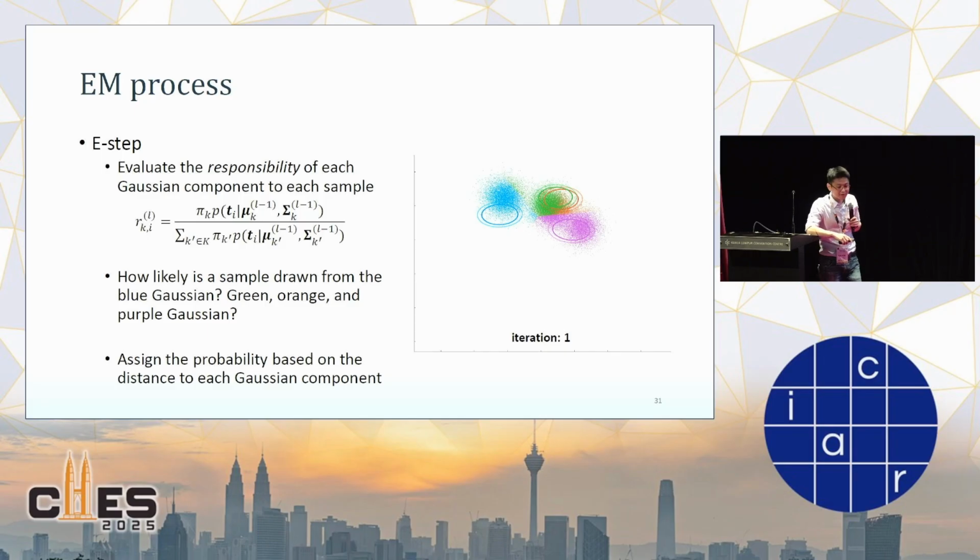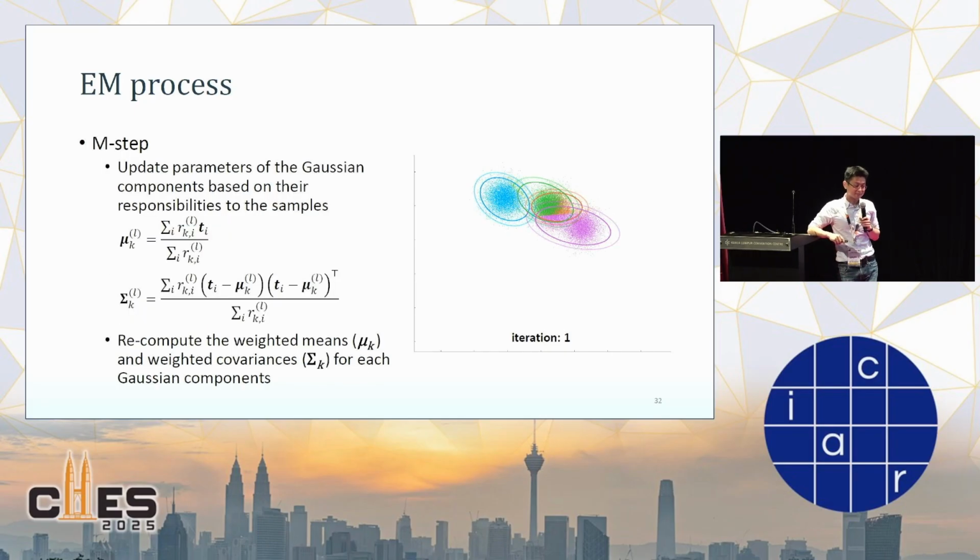And then there's the M step. Based on the responsibility that we get from the E step, we update the Gaussian components' parameters by recomputing the weighted means and weighted covariance. A more intuitive view is that based on this coloring, we move our Gaussian templates to fit this coloring. And the EM process iterates between these two steps.